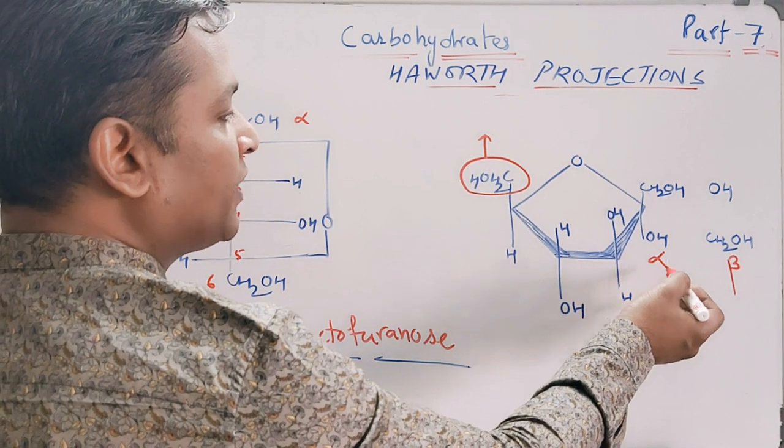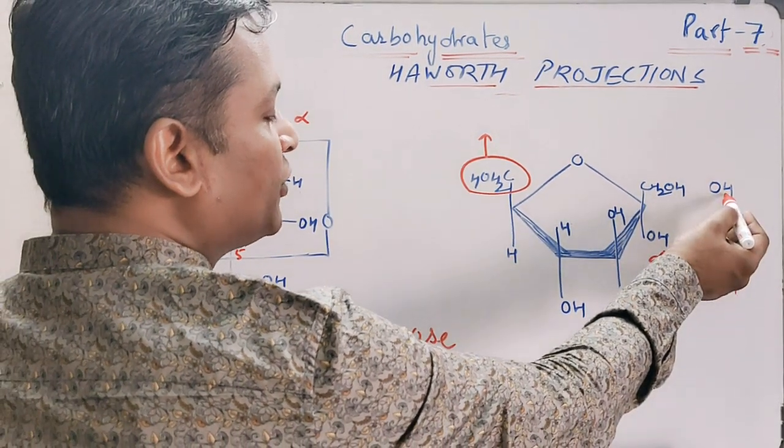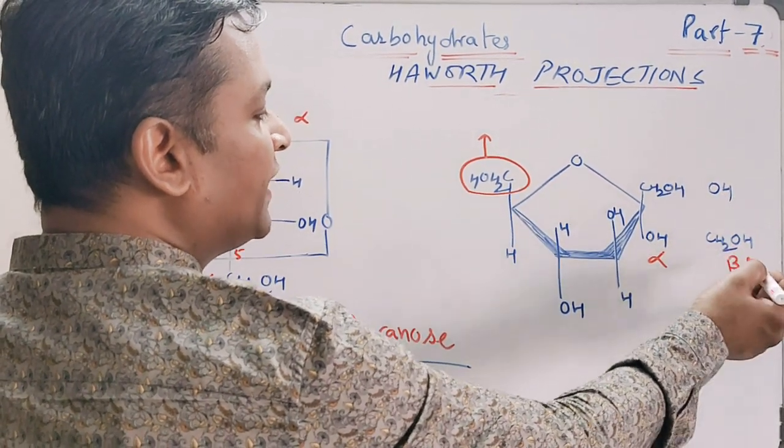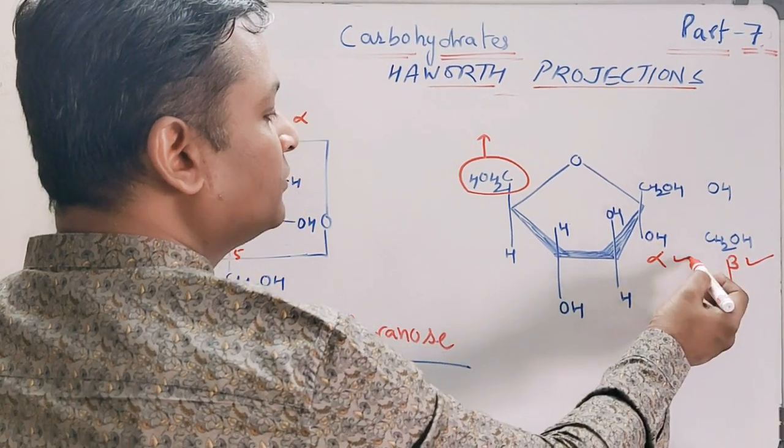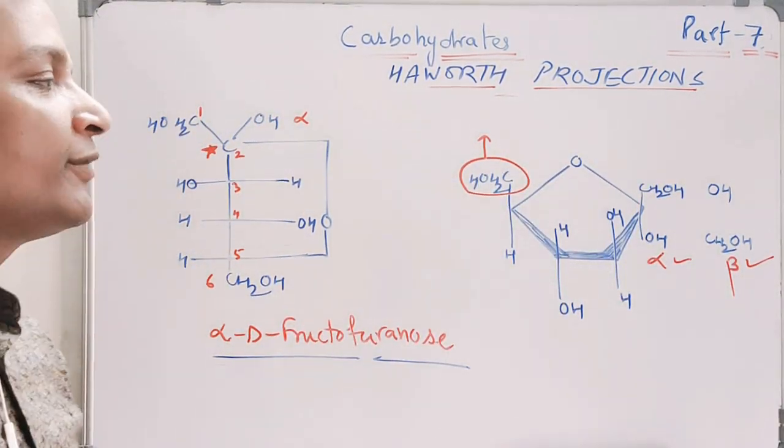It is the alpha form. If OH occupies the upper position and CH2OH occupies the lower position, it becomes the beta form. So alpha form and beta form. So this is the Haworth projection of fructose.